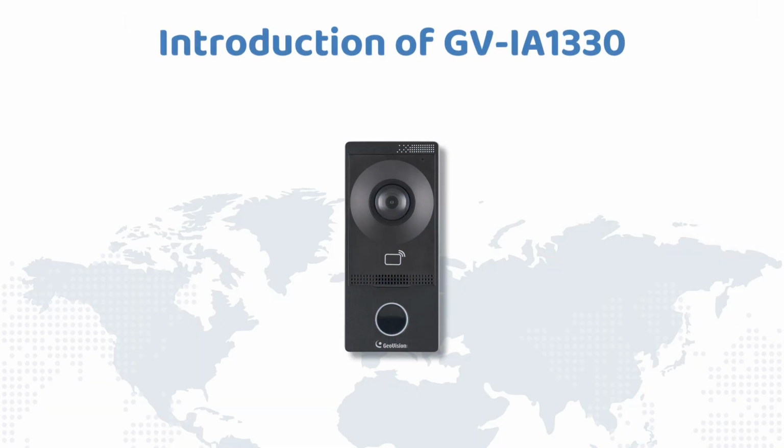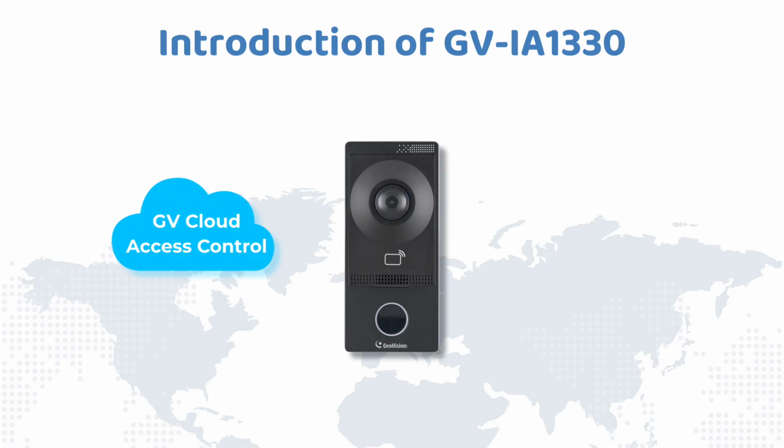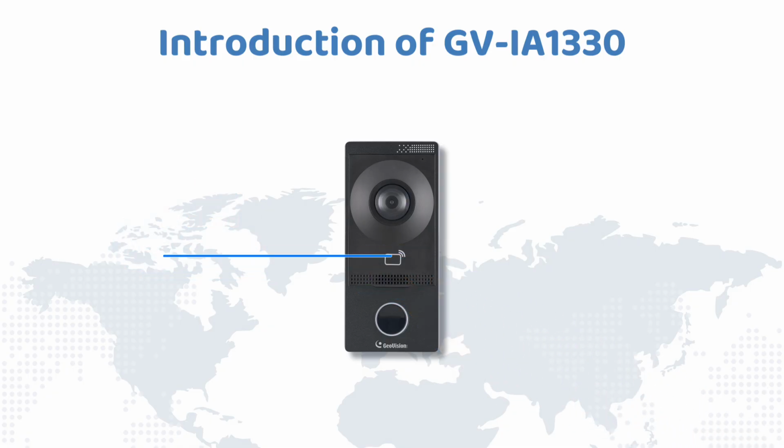The GV-IA1330 Intercom Controller features a built-in 2-megapixel camera and a 13.56 MHz reader. Designed for integration with the GV Cloud Access Control platform, it enables cloud-based access management for up to 100,000 cards. The camera captures snapshots and streams live video of entry or exit events to GV Cloud Access Control.